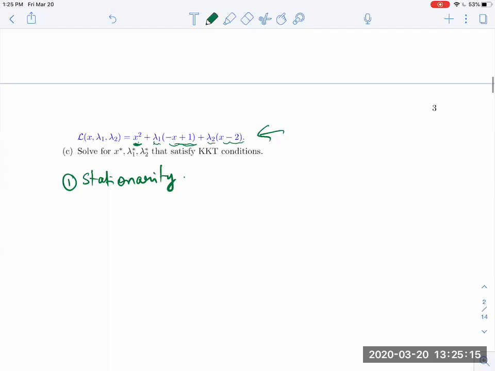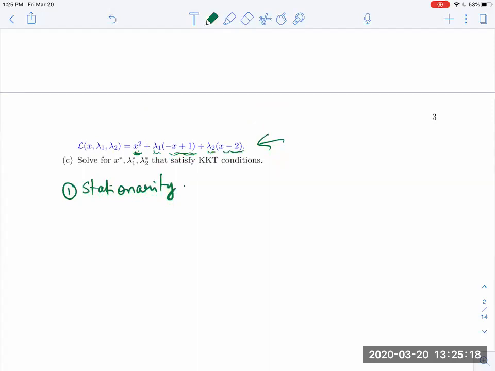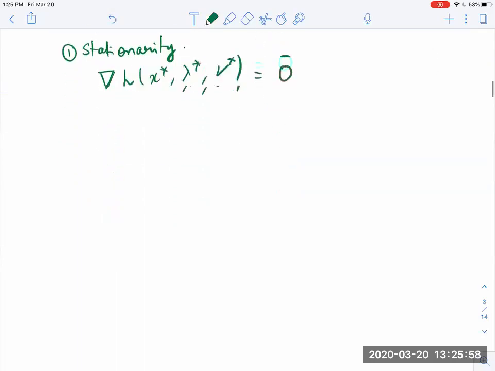It means x star minimizes the Lagrangian, given we substituted lambda 1 star and lambda 2 star into the Lagrangian. So how do you write it down in terms of vector calculus? We can say the gradient, or in this case the derivative, of the Lagrangian at x equals x star equals 0. This is the condition, right? And what is the gradient with respect to? To x. And show it only with respect to x.